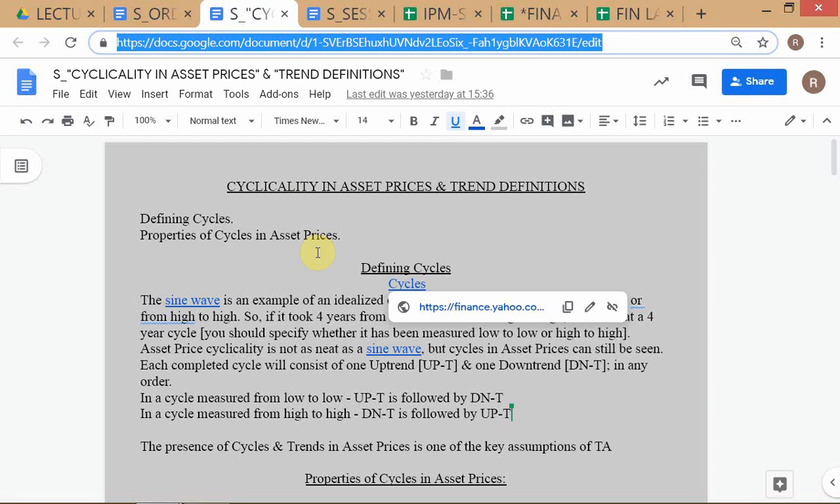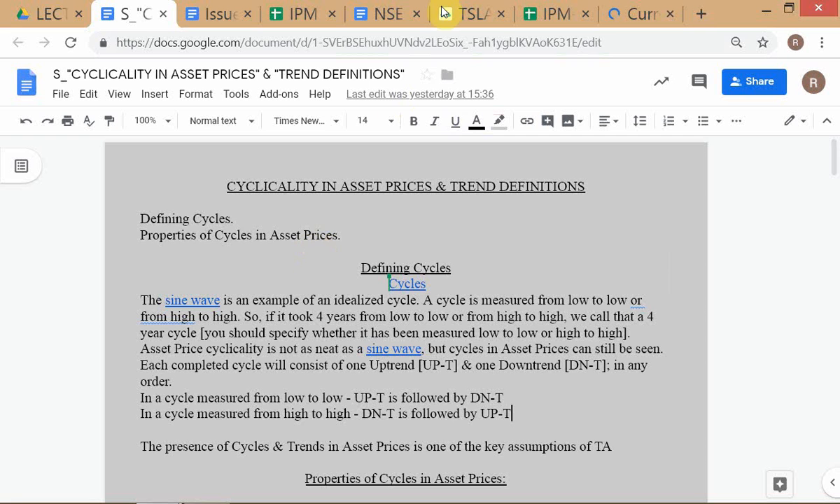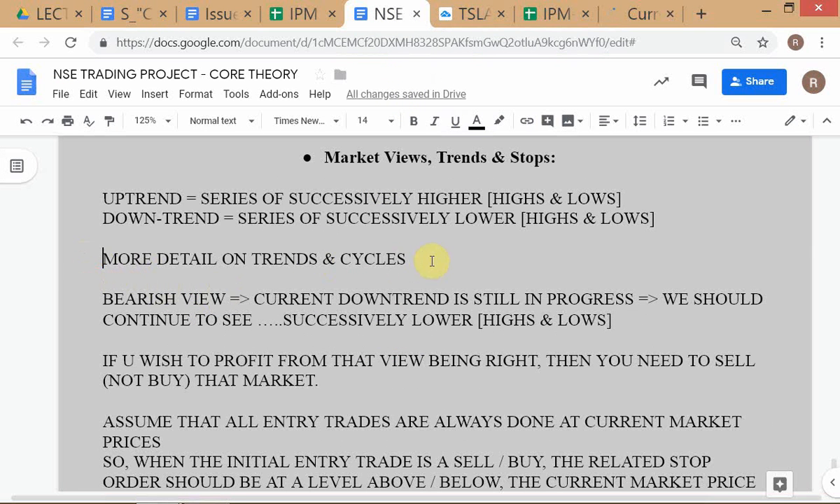Cyclicality is another big word, but it's very simple. All it means is the phenomenon of exhibiting cycles. If I make the statement that seasons exhibit cyclicality, which means autumn, summer, winter, spring, these seasons exhibit cyclicality because they keep coming in cycles. You have a winter this year, then again next year the same winter comes back. The same type of season comes back. That's all that cyclicality means: something is showing the characteristic of appearing or moving in cycles. So what I'm doing here is linking this note to this part here: more detail on trends and cycles.